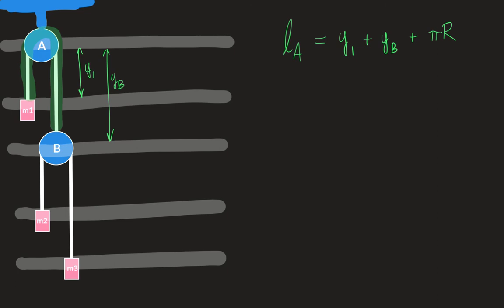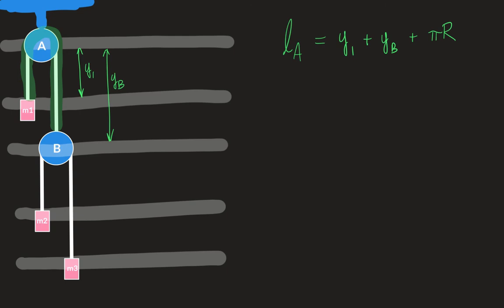Length A, the total length of the string, is constant. Right? It's not like it's going to lose or gain string length, okay? That has to stay constant, but Y1 and YB are going to change. Pi r won't change. So here's the subtle thing that would be easy to miss in reading and easy to miss in listening to a lecture. So this next 30 seconds or so, most important part of the puzzle so far.